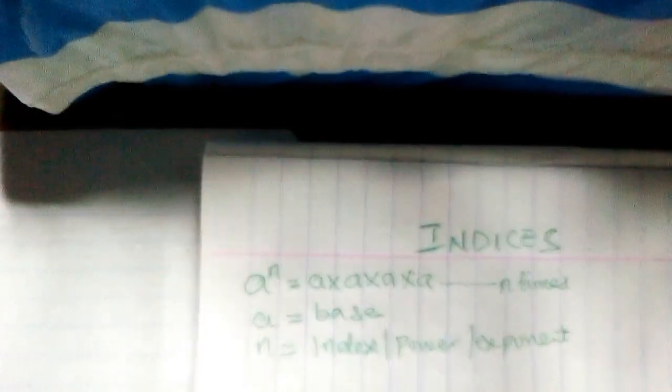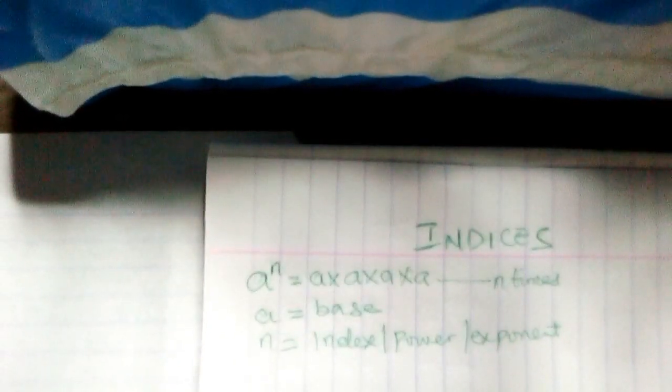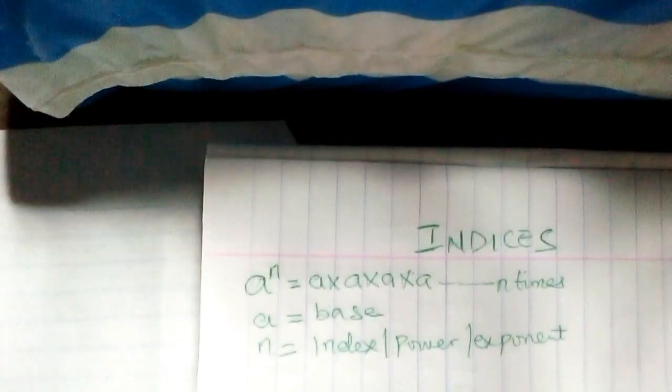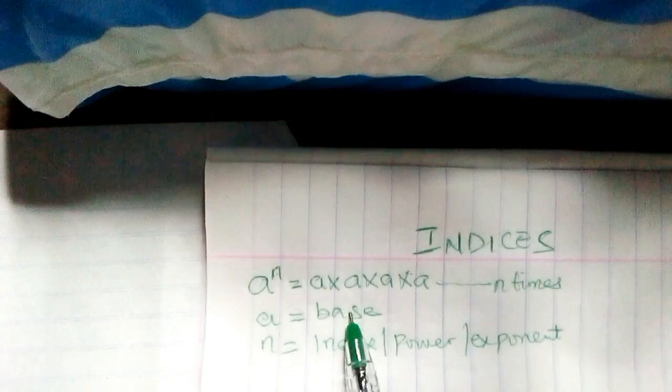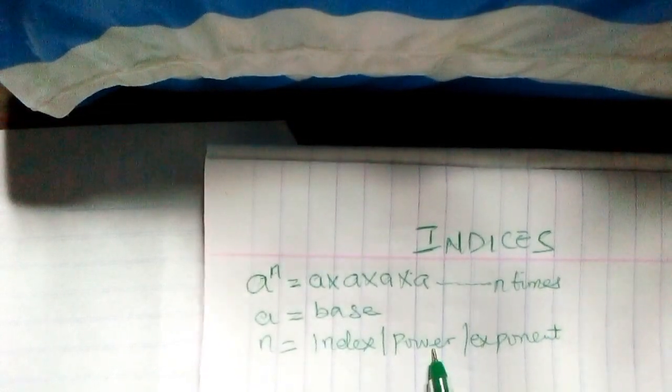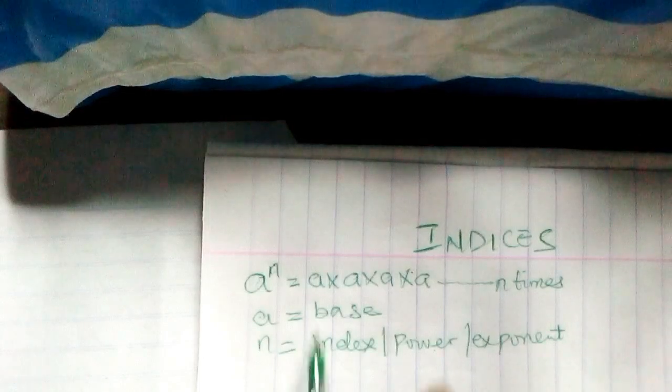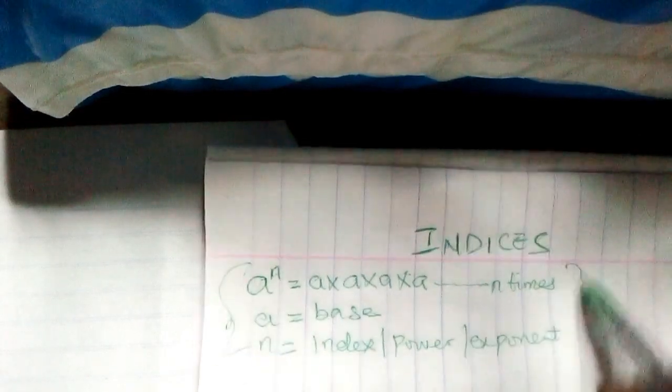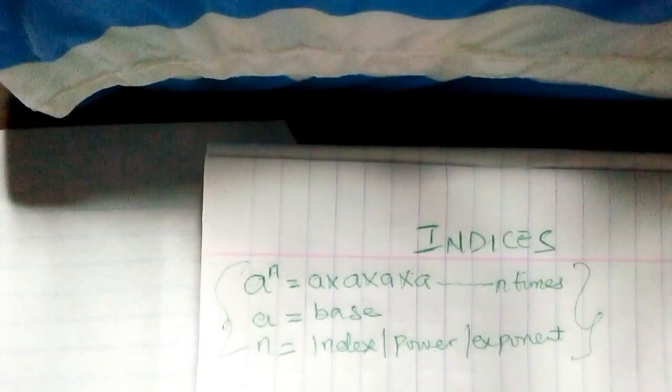You get it now? It's not hard. Just know that a is the base, and the one on top is called the index or power or exponent. If you don't get all these things, you don't master indices. You understand what I'm saying?